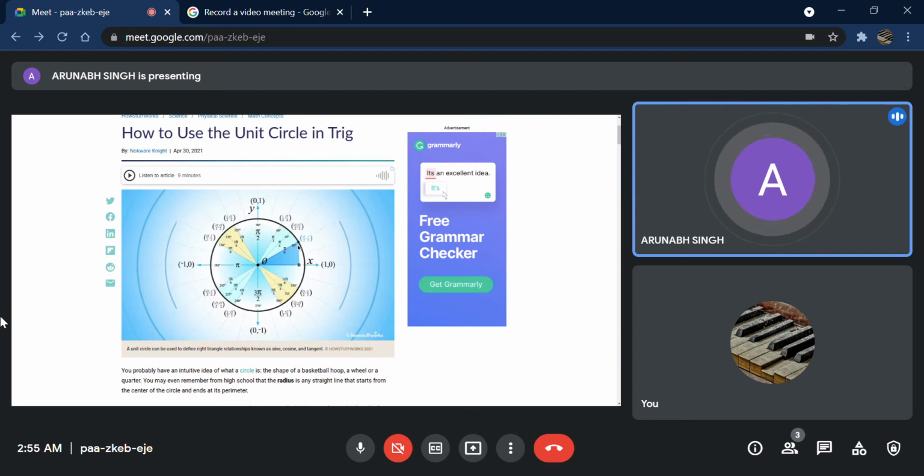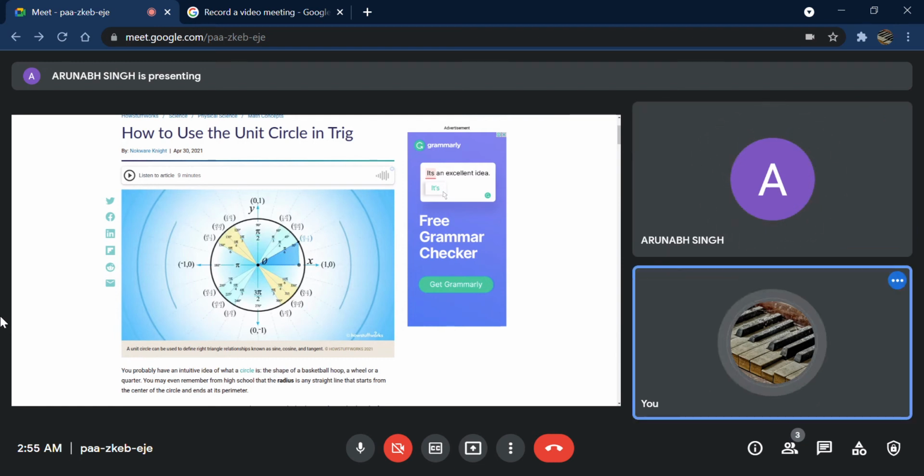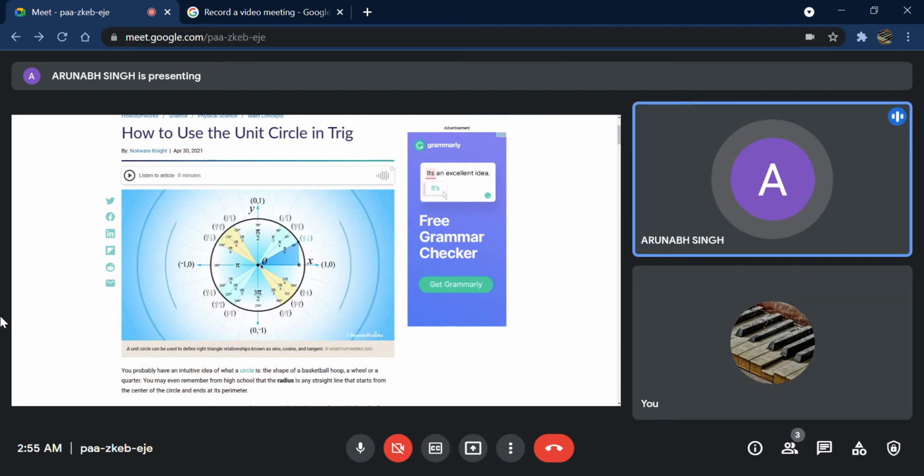What is 2 pi? 2 into pi, what is pi? 3.14, something, something. What does it become? 6.28, something, right? So let's suppose this length was a meter, that this was 1 meter. So it covered 6.28 meters approximately. Can we say that? We can say that, right? Yes.